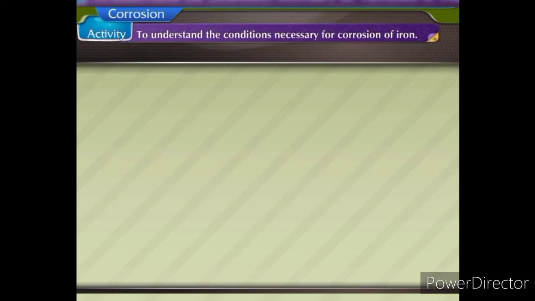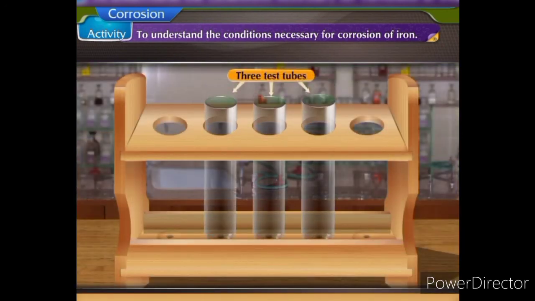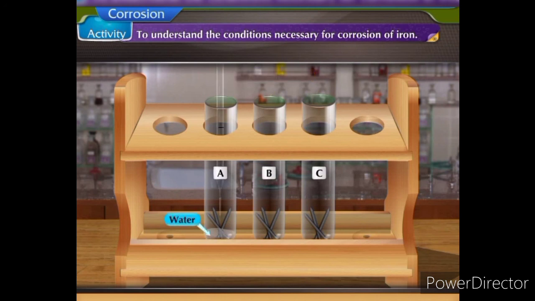Let us perform an activity to understand the conditions necessary for corrosion of iron. Take 3 test tubes and place 3 iron nails in each of them. Name the 3 test tubes as A, B and C. Pour water in the test tube A in such a manner that half part of nails sink in water, and then close the test tube with a cork.